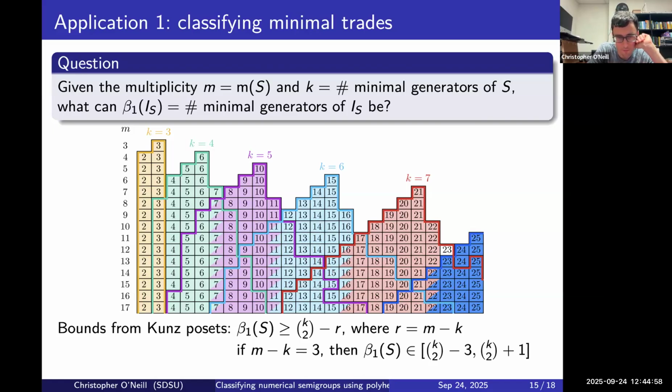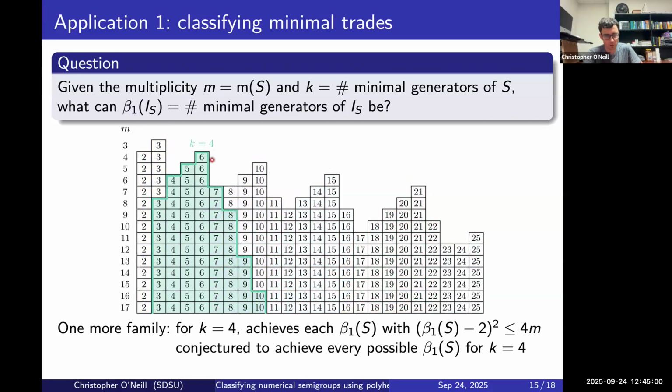One last thing, so those are the bounds. One last thing I'll mention here, if we look specifically at k equals 4, right? Remember, k equals 3 was really well understood. You just have this column of 2s and 3s here that are possible. K equals 4, that was the first time that you can have arbitrarily many toric generators.